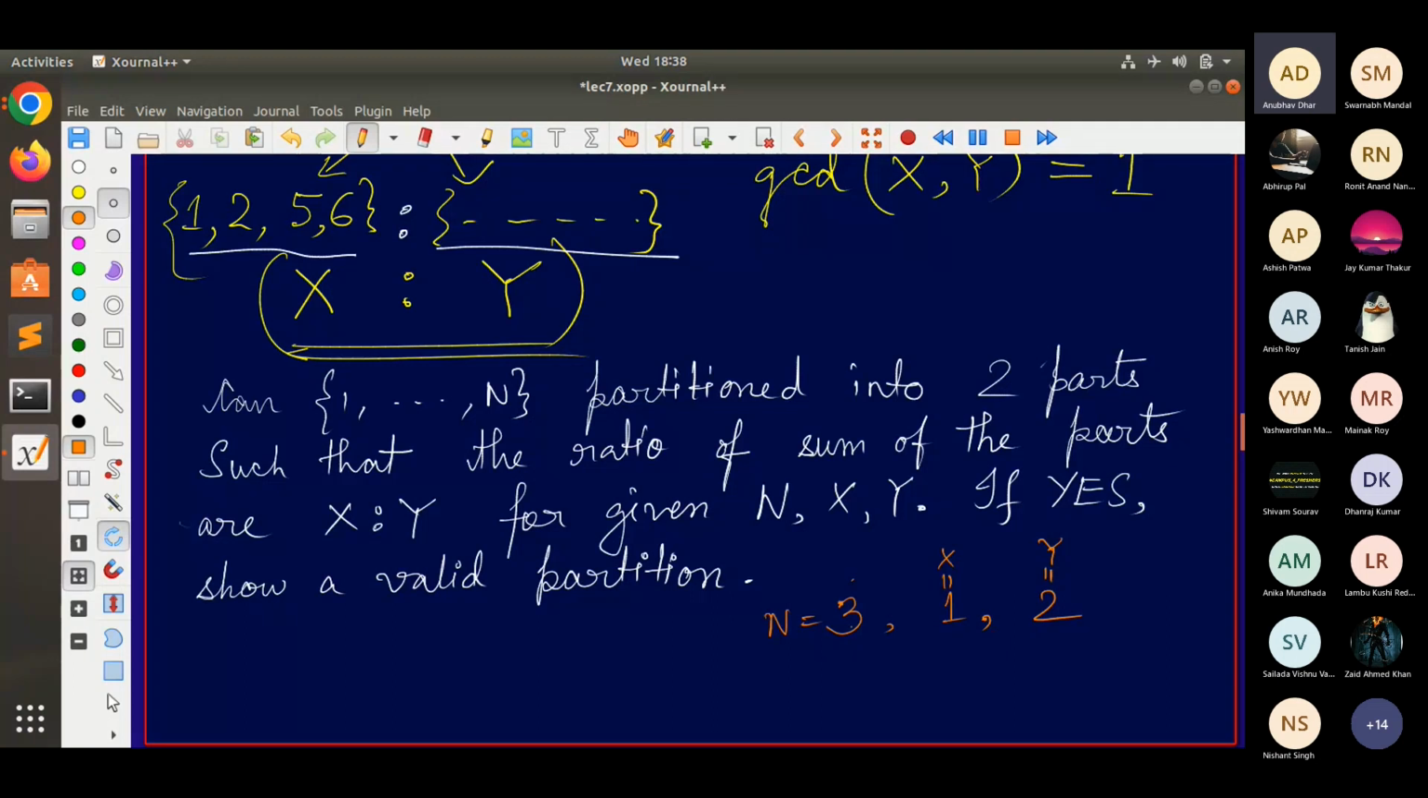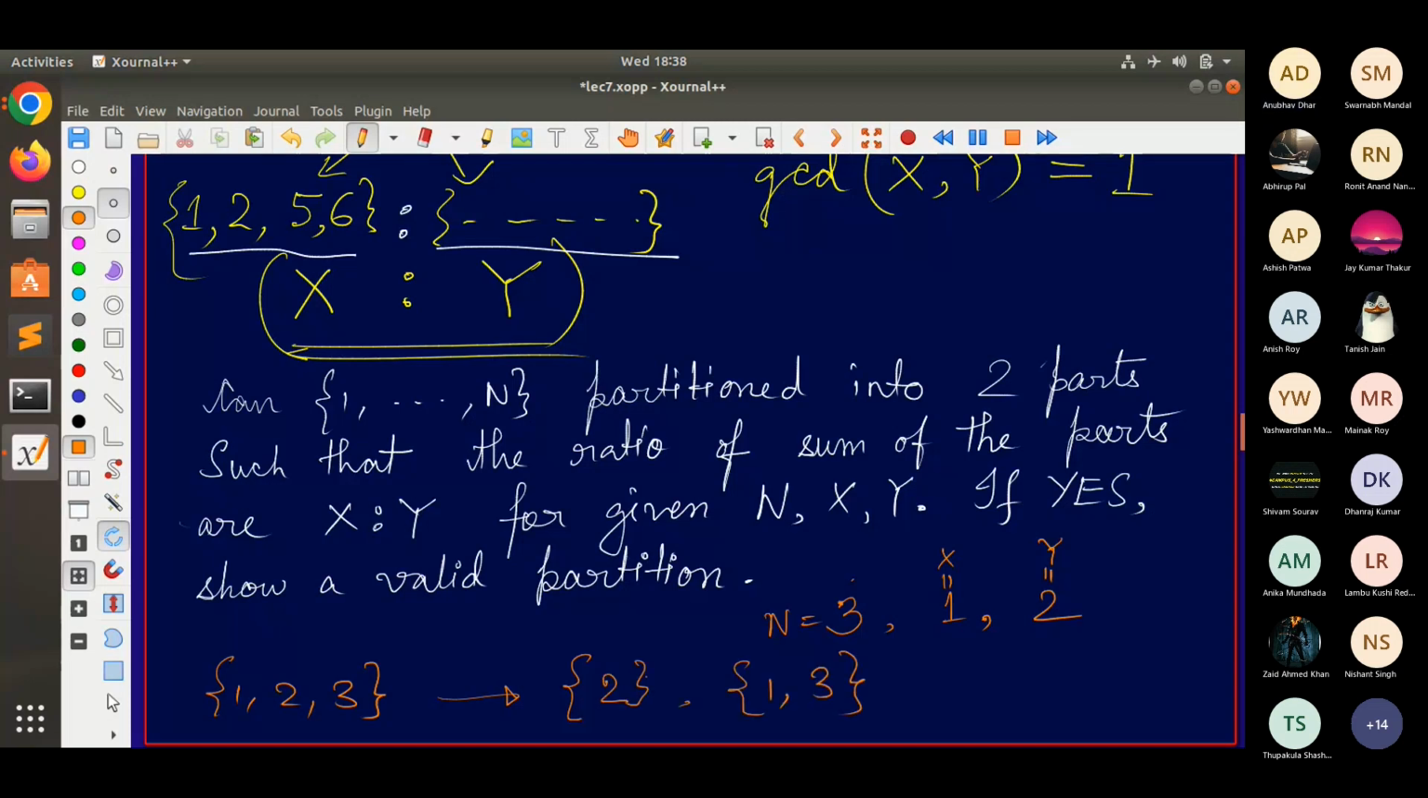So basically, you need to partition this array 1, 2, 3 into two parts such that they have a sum ratio of 1:2, and over here you can come up with this construction, I guess, 2 and 1, 3, right? So the sum of all elements in this partition is to the sum of all elements in this partition is equal to 1:2. So the problem is clear, right? Is there anyone having any doubts regarding this problem?